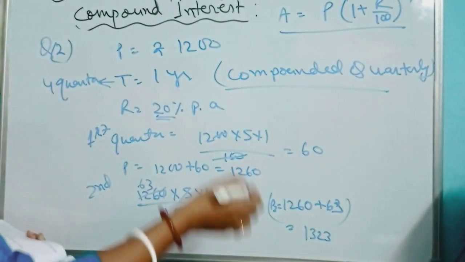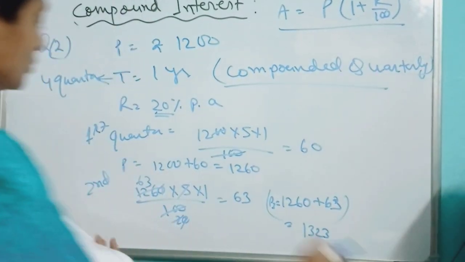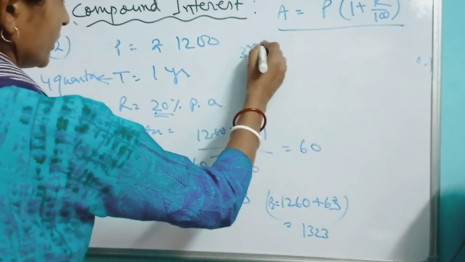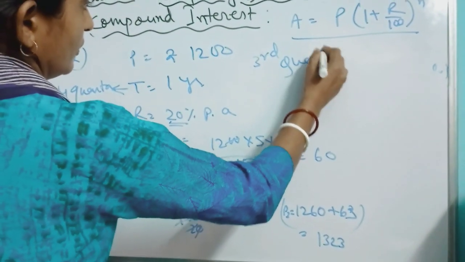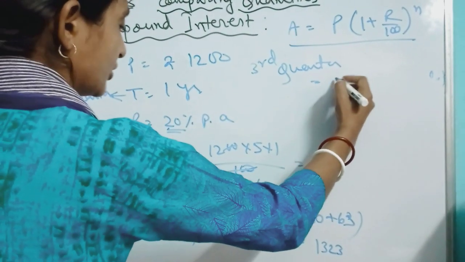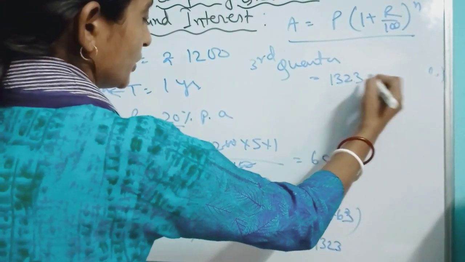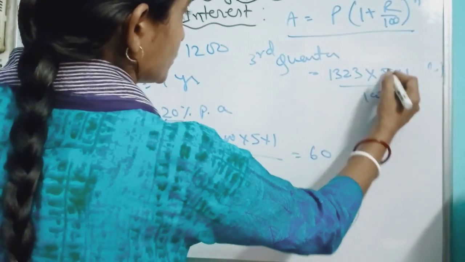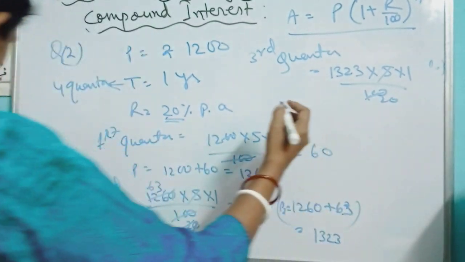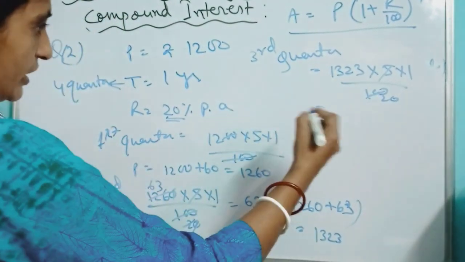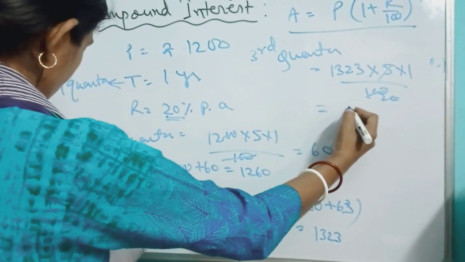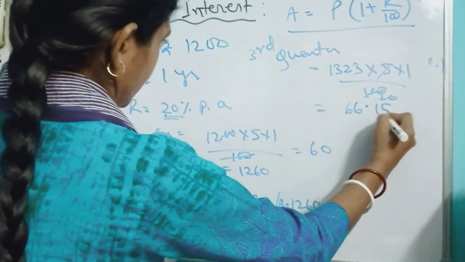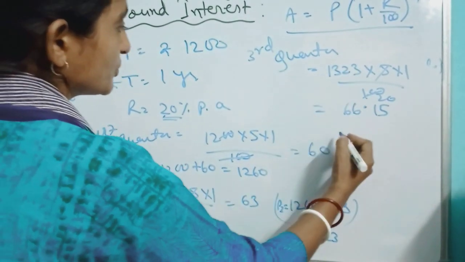Okay, now again it will be invested for the third quarter. So what will be the interest in the third quarter? The principal now becomes 1323 into rate of interest 5 and 1, then it is 100. After cancelling, we will get that answer in decimal. Let's check. We get 66.15.